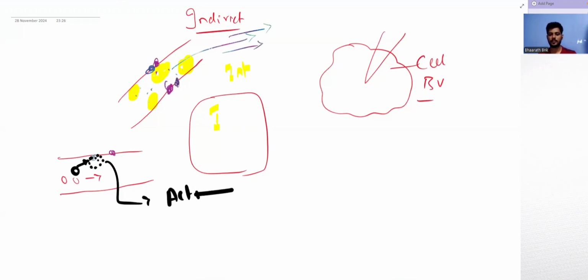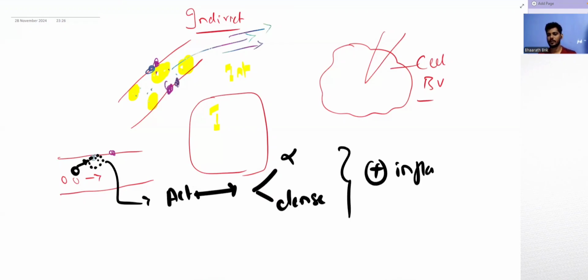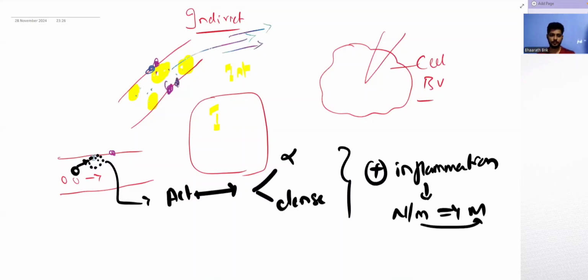So once these platelets are activated, they release alpha granules and dense bodies. Alpha granules contain all the growth factors, and dense bodies contain serotonin. Together these will elicit inflammation. Whenever there is inflammation, this will cause the recruitment of neutrophils and monocytes, which get converted into macrophages. They act on the blood vessel wall and cause increased vascular permeability.